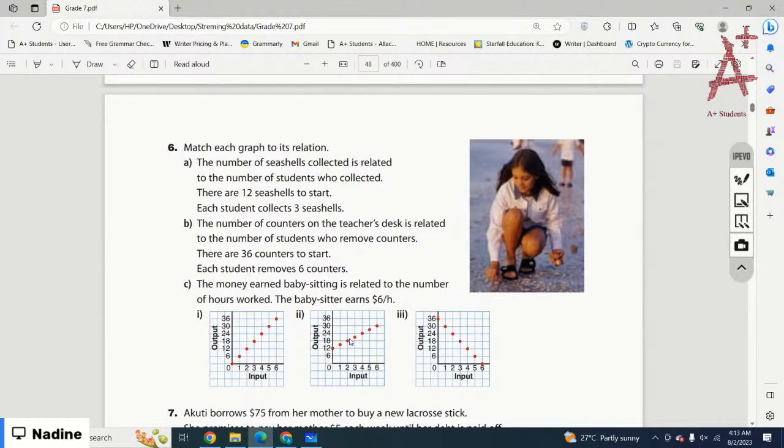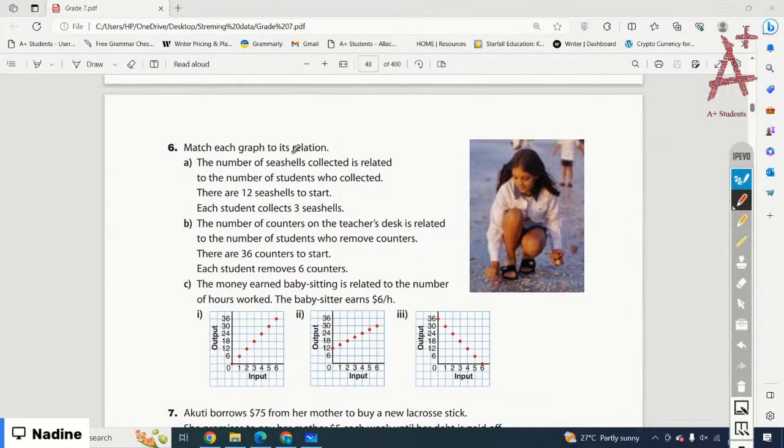You can see here 12 plus 3 is 15. This value matches to 15 on the output. Then this value matches to 18 on the output. So for the A part, the correct option is option number 2. The A part matched to graph 2, right?